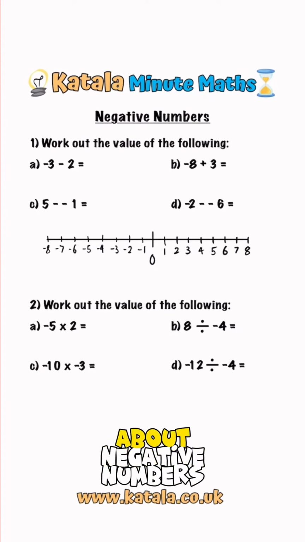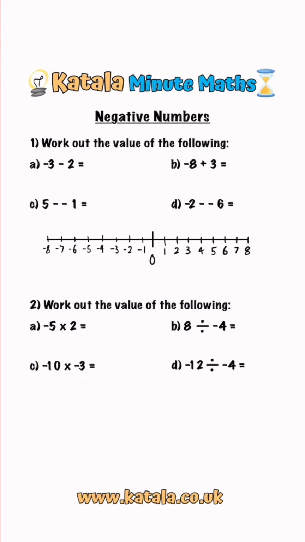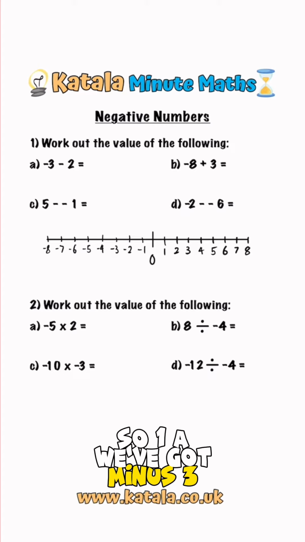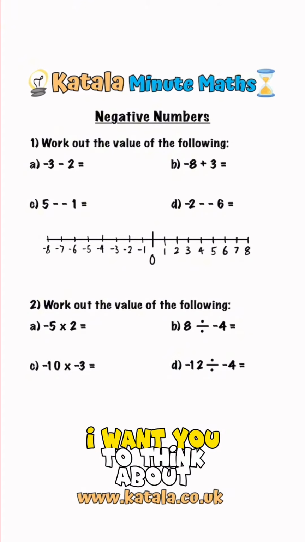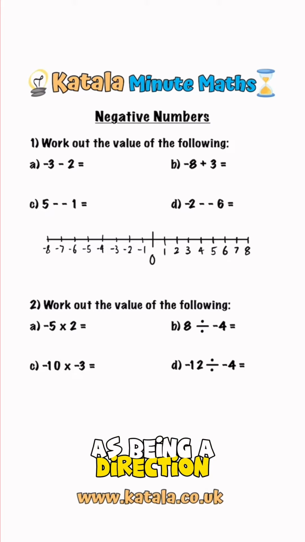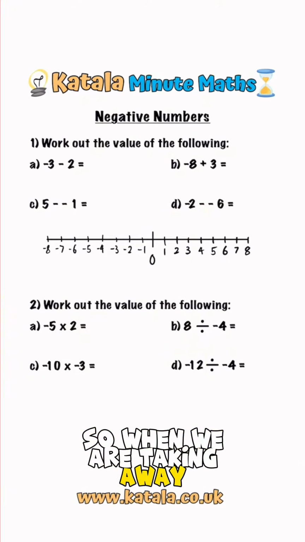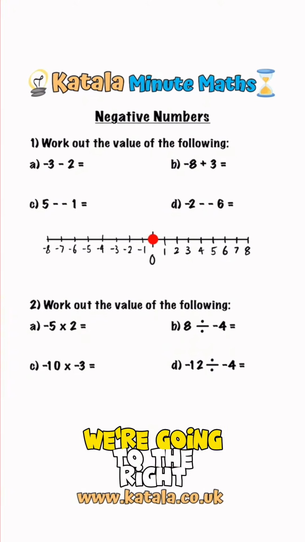If you're feeling confused about negative numbers, this video is for you. So 1a, we've got -3 take away 2. Now when we're adding and subtracting negative numbers, I want you to think about negatives as being a direction. So when we are taking away, we're going left, and when we're adding, we're going to the right.